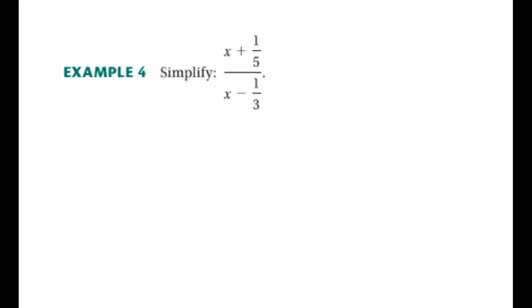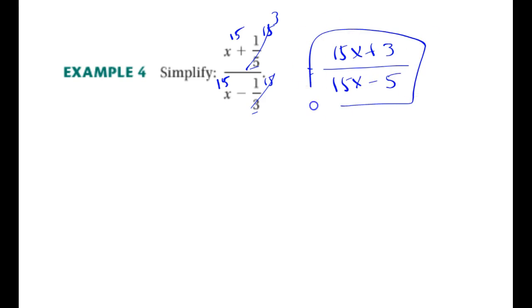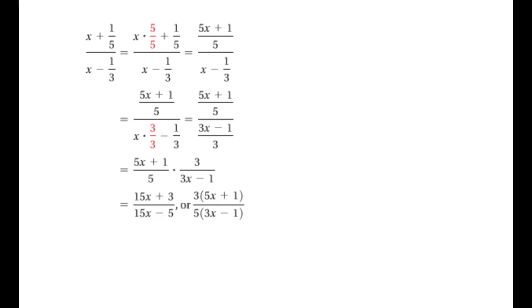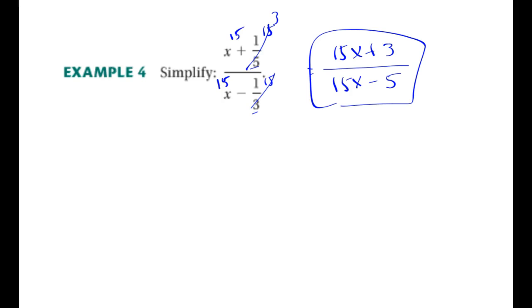So I'm going to go back to method number 1 because I like it a little bit better. If we multiply by the baby common denominator, this time it's going to be 15. I think I can just write my final solution. So 15x plus, this is a 3, divided by 15x minus 5. Final solution. I think the author chose method number 2, but again, method number 1 works really slick.